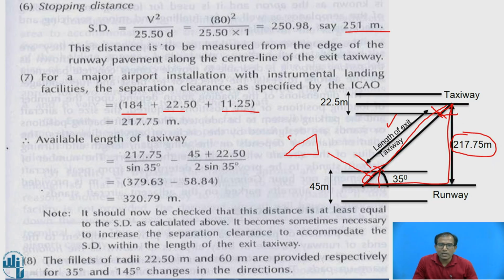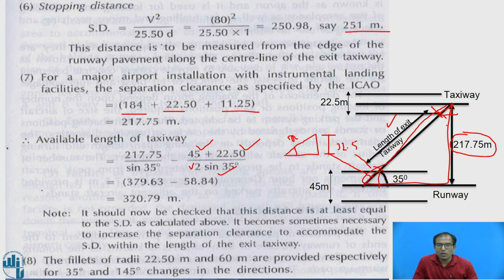The hypotenuse component I will take as x, and the angle is 35 degree, and I will use the sine function here. So how much is this opposite component? Half of this 45 meter, that is 22.5 meter. So sine 35 equal to 22.5 divided by x, or x equal to 22.5 by sine 35. So same thing I have put here, 22.5 by sine 35. Half of 45 is 22.5.